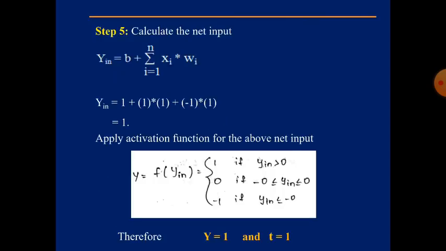Now we will calculate the net input. yin equal to b, which is 1, plus x1 which is 1 times w1 which is 1, plus x2 which is -1 times w2 which is 1. So 1 plus 1 minus 1, the 1 gets cancelled and we will get 1. If you perform the activation function, since the net input is greater than 0, it falls under the first condition. So y equal to 1. Target t is also 1. So here also it is satisfied.